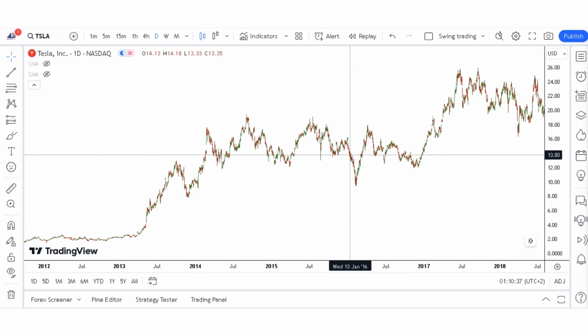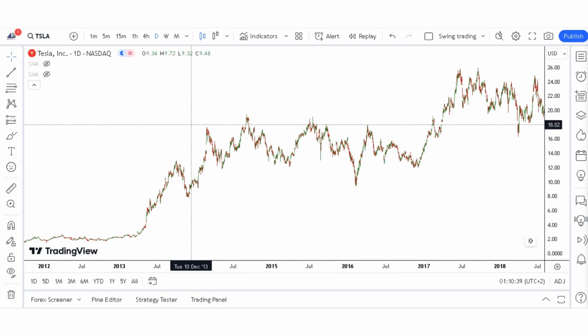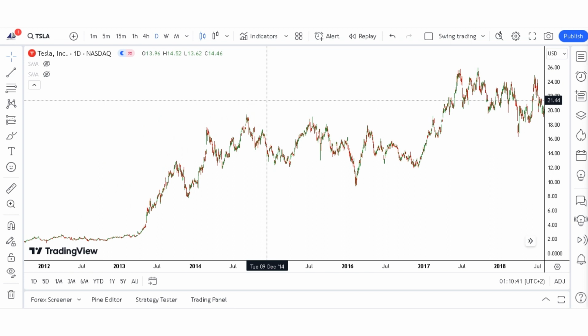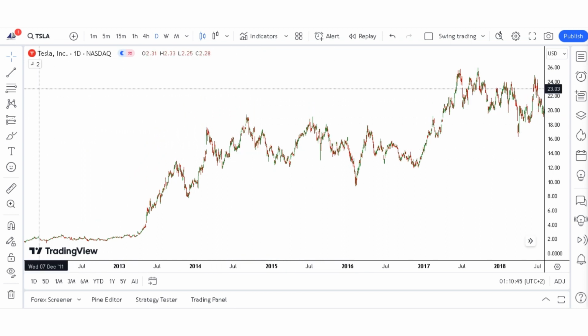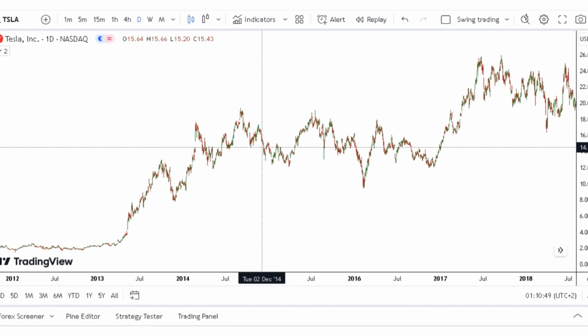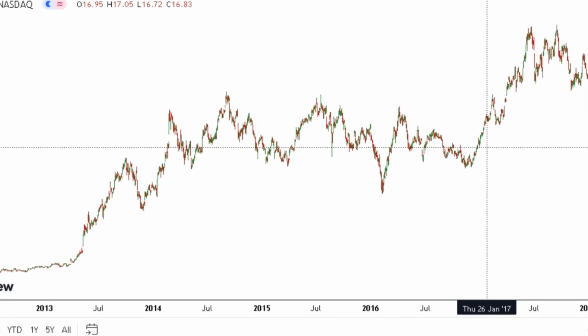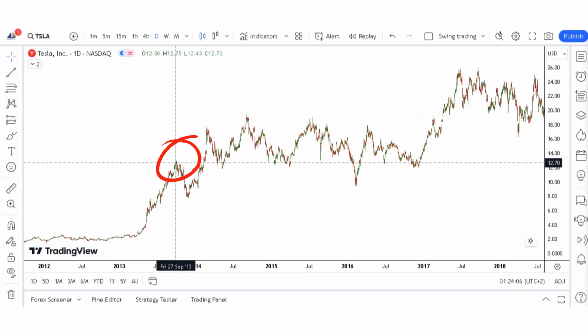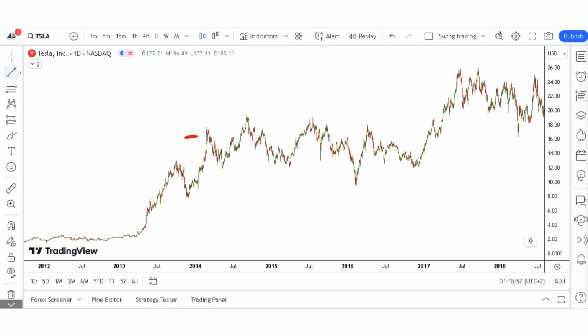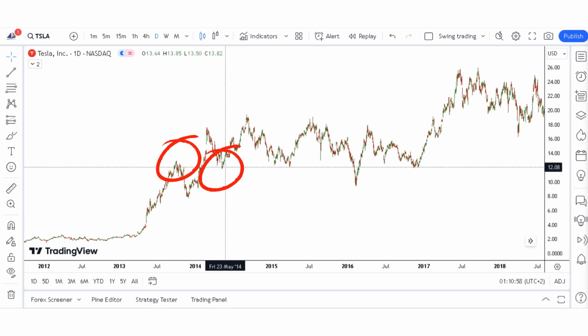We need to see the price having trouble breaking above or below a certain point and changing direction. These points will help us connect our support and resistance lines. Let's look at an example of Tesla, which was ranging between February 2014 and March 2017. It was not trending, but moving sideways. Here is our first point where the price failed to go lower than around $12.73. Here is another one at the same level where the price bounced back up.